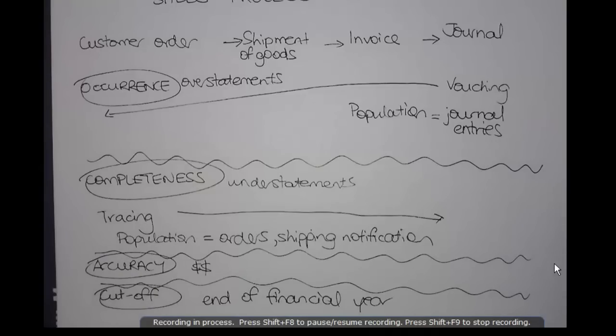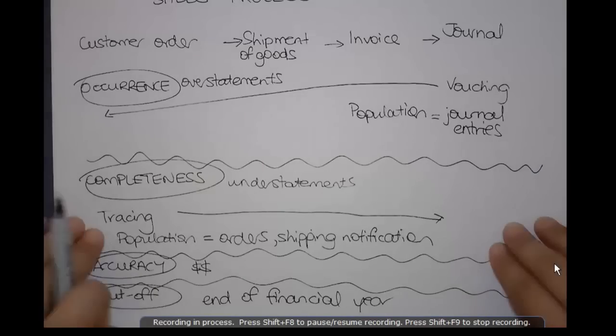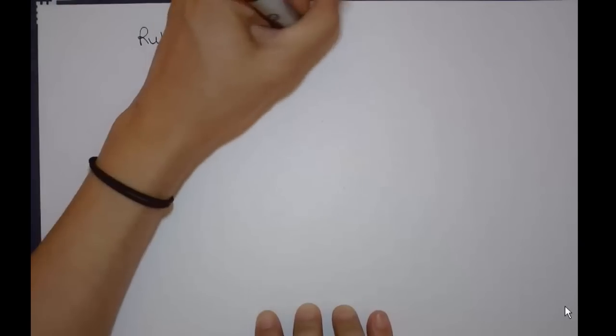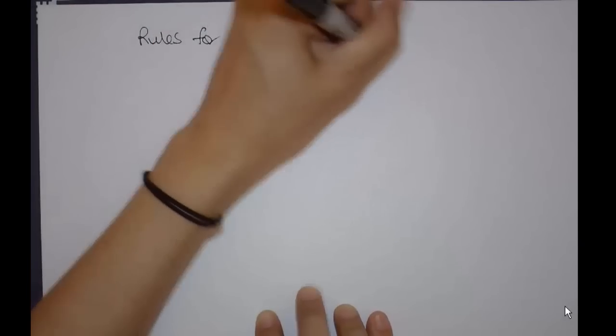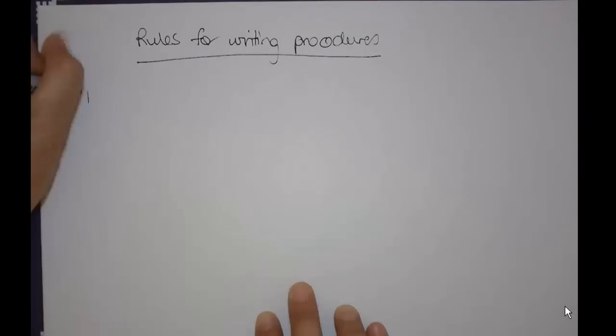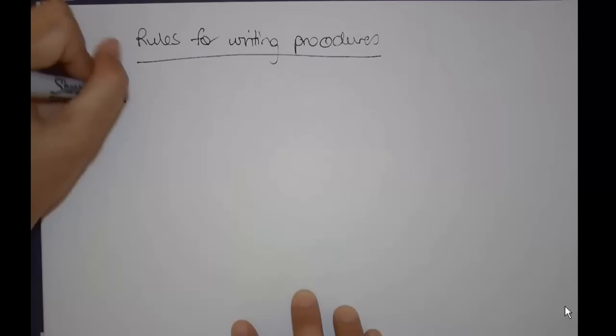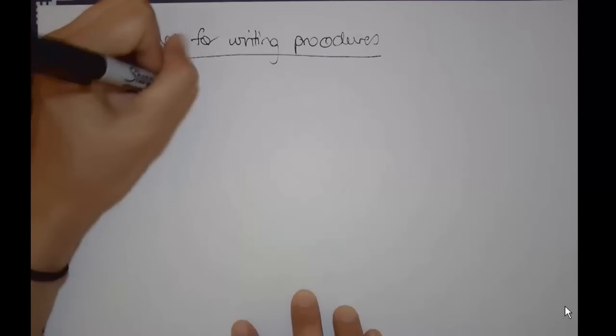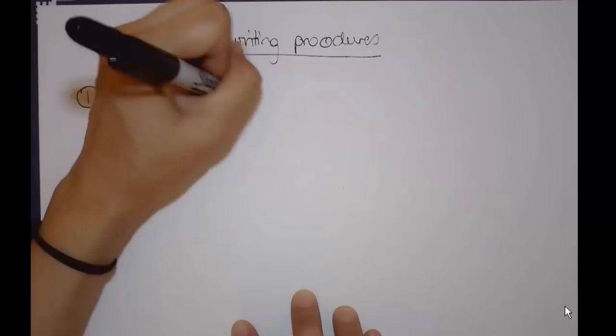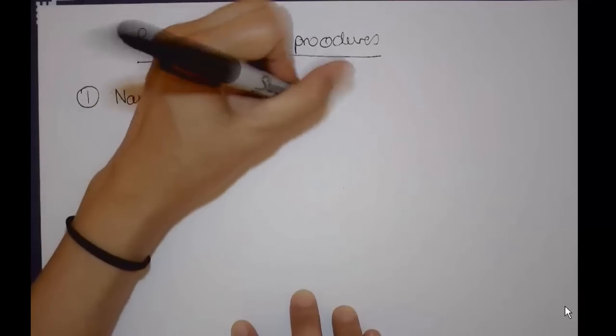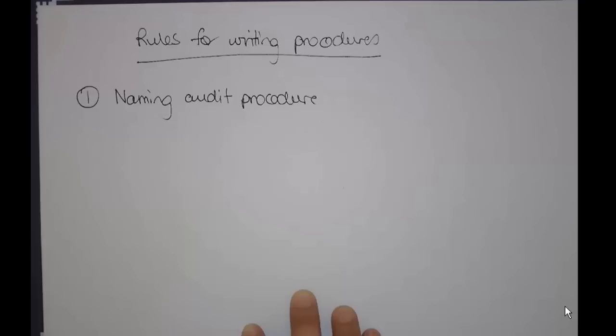So hopefully this explains a little bit more about when I'm picking my population, which documents I need to select at the client. This is really important because when it comes to writing audit procedures, I have 3 rules. The first rule is we need to use the right name for the audit procedure. Am I vouching? Am I tracing? Am I recalculating, doing an analytical procedure?